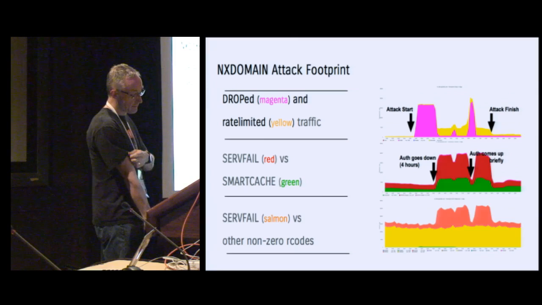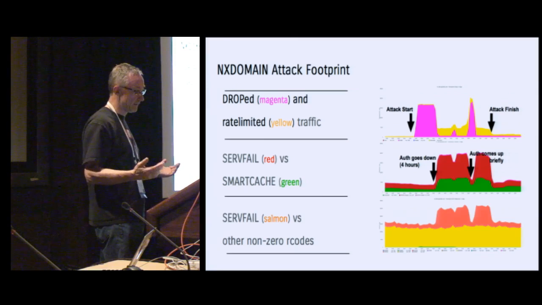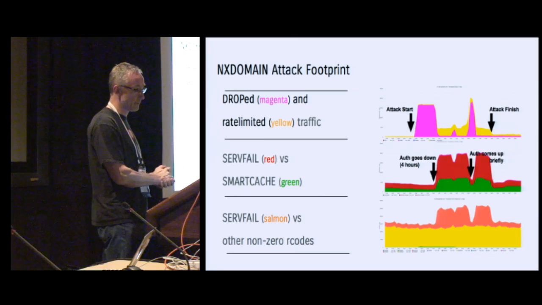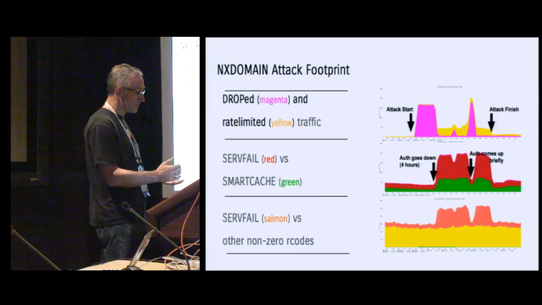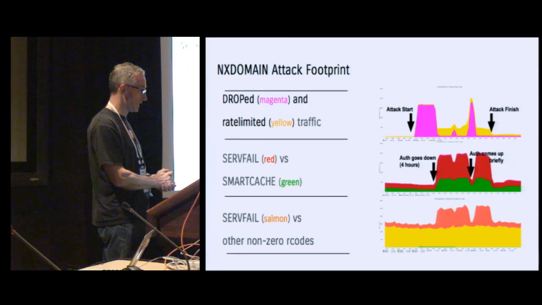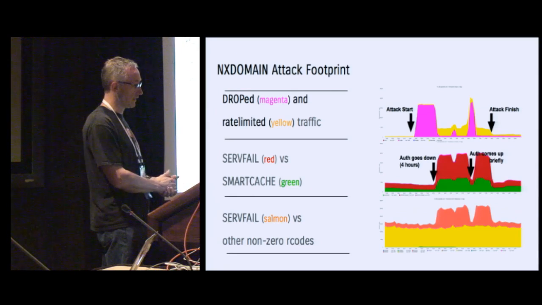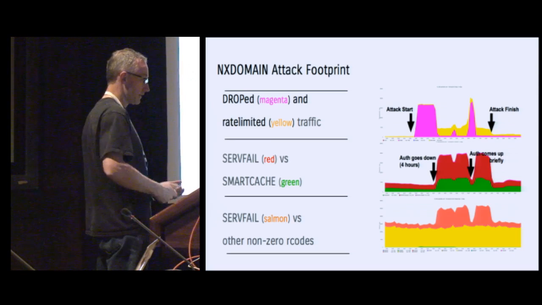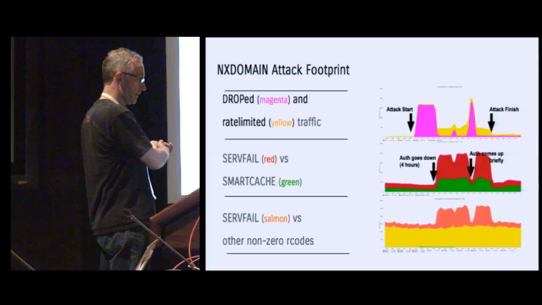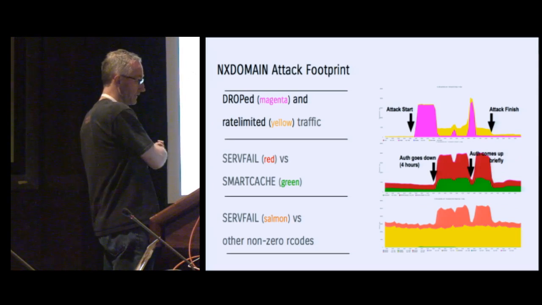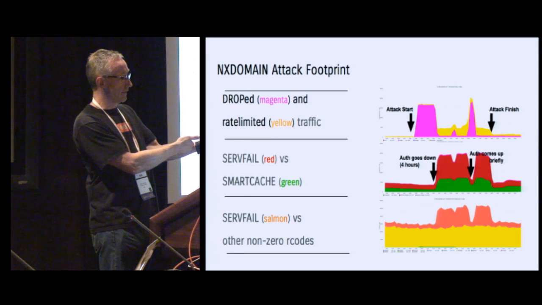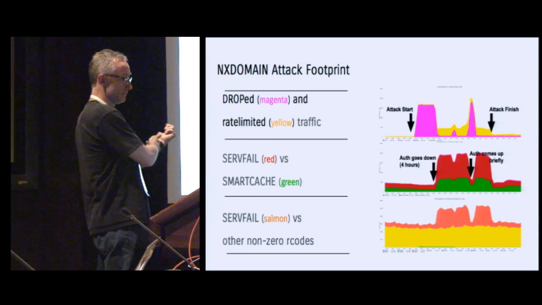So these graphs represent an NXDOMAIN attack, or a random label attack. And what tends to happen with these random label attacks, it's as if the bad guys have a fire hose, and they decide that they're going to target person X. So they turn on their fire hose and they point it over here, and they're looking at person X, and then they turn it and point it at him, and then eventually turn it away.